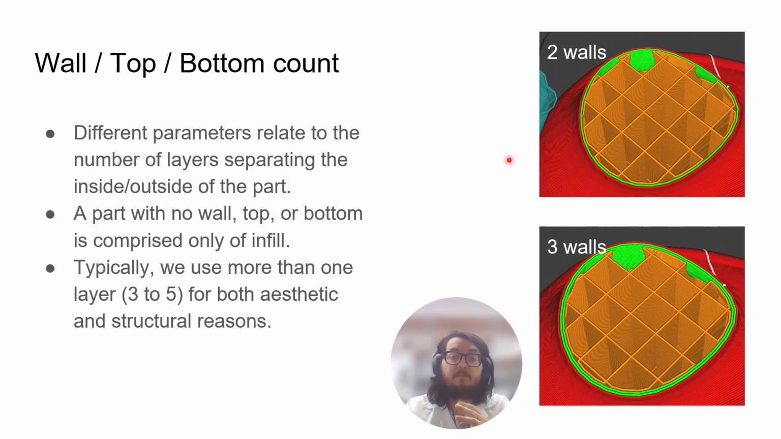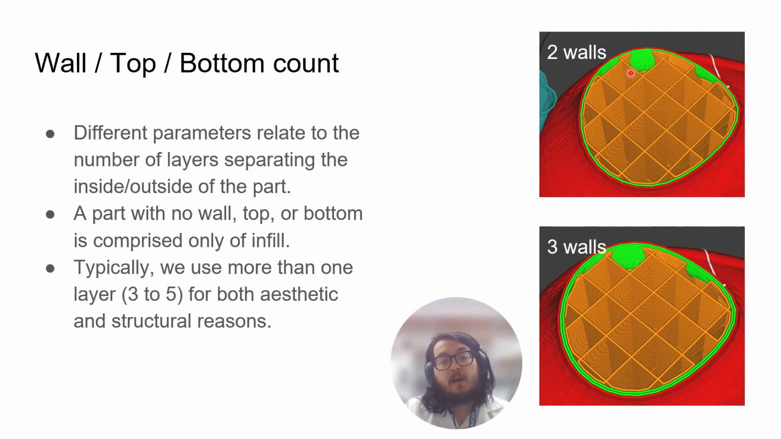So the second part that will be of somewhat big importance is the wall, top and bottom counts. Those are all different parameters. The wall, the top and bottom, sometimes they're related. Sometimes they're one parameter, top and bottom, or sometimes they're split into top and bottom counts. You can configure them, for example, by a number of walls. You can see here a two-walled slice of the rubber ducky and a three-walled slice of the rubber ducky.